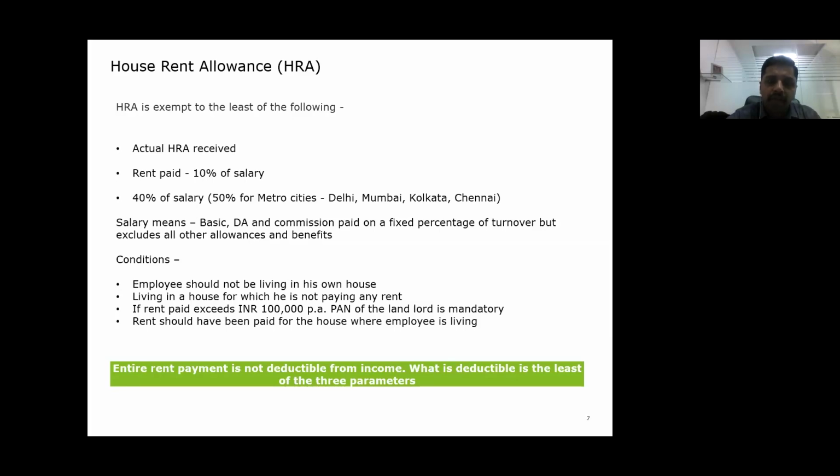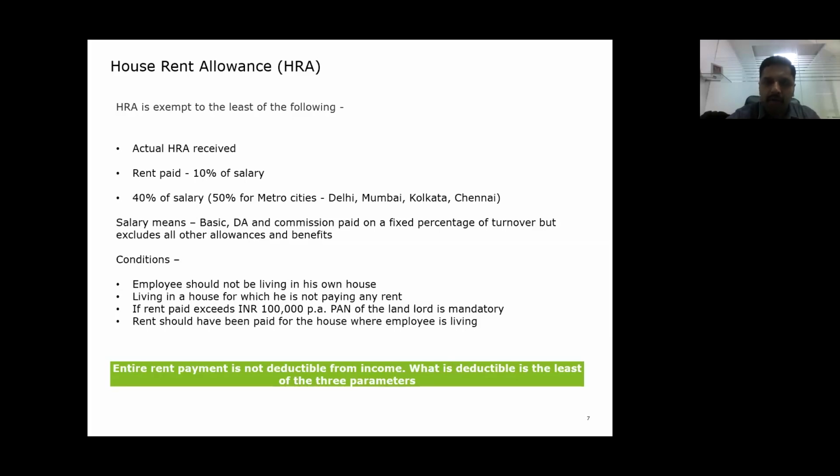One is the actual HRA received, then rent paid minus 10% of salary, which is rent paid in excess of 10% of salary, and then 40% of salary. Instead of 40%, you should consider 50% of salary in the case of metro cities, that is Delhi, Mumbai, Kolkata, and Chennai.